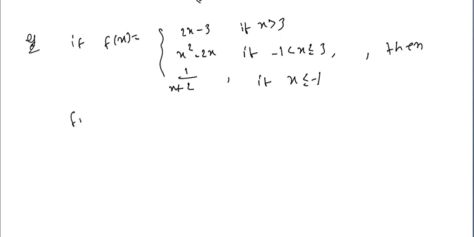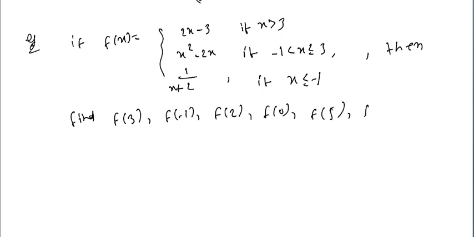Then find f of 3, f of minus 1, f of 2, f of 0, f of 5, f of minus 5. Just find. Now see here, you have to find f of 3. In such type of problem, first we check f of 3, because 3 is the value of x. Then in which part you can put, you will put x equal to 3.